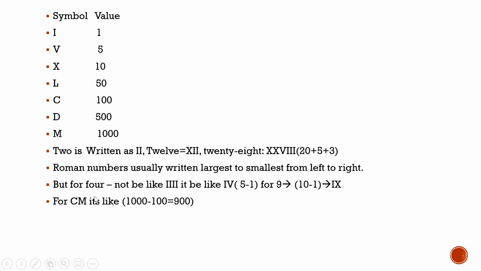Similarly, CM is M, which is 1000, minus C, which is 100, which becomes 900. So these are the tricky things we need to take care of while implementing the program, while implementing the algorithm.